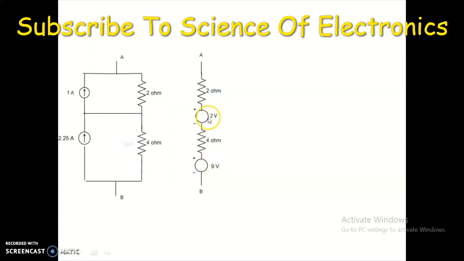Now these two voltage sources and the resistances which were in parallel with the current sources go in series with the voltage sources. Again the resistance which was in parallel with this current source goes in series with this voltage source. Now here we can see the positive terminal of this voltage source is connected to the negative terminal of this one, which we have seen in our first example. And then these two voltage sources we can simply add, which is 11 volt, and these two resistances are again in series, so we can simply add, which is 6 ohm.